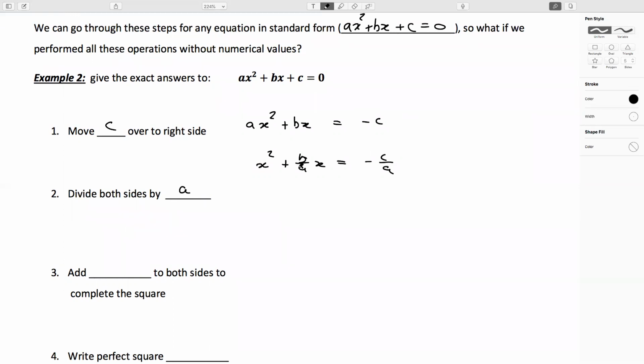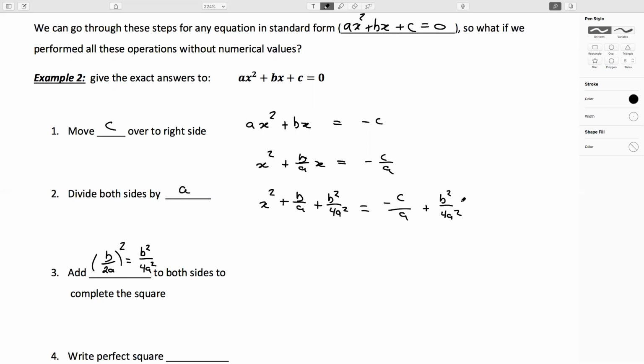So b over a divided by 2 is b over 2a. We've got to then square it, and it's going to become b squared over 4a. And that's what needs to be added to both sides. Or sorry, 4a squared, really important. b squared over 4a squared. So we'll add it to both sides. x squared plus b over a x plus b squared over 4a squared. And then the right-hand side, I'm going to add b squared over 4a squared. So minus c over a plus b squared over 4a squared.